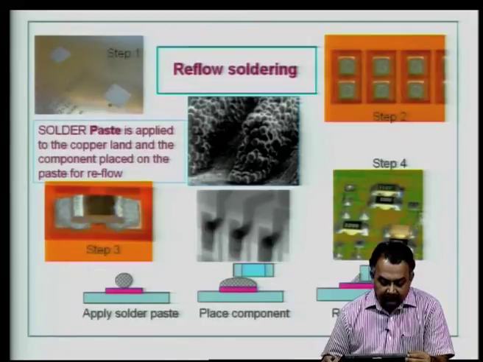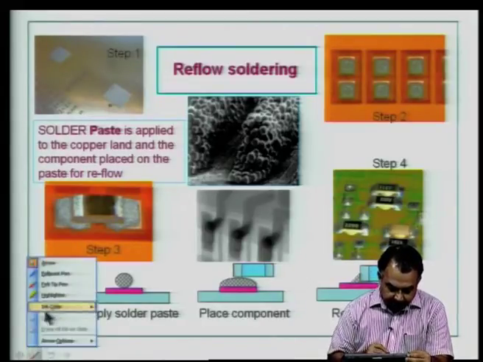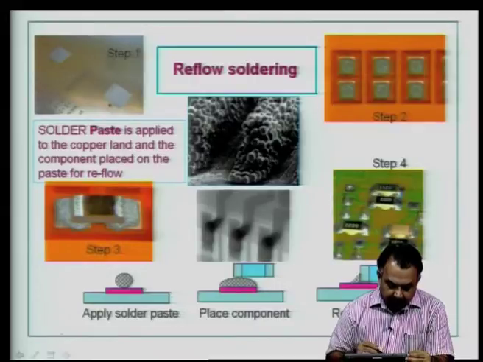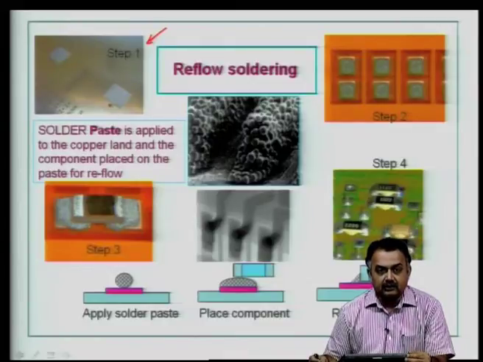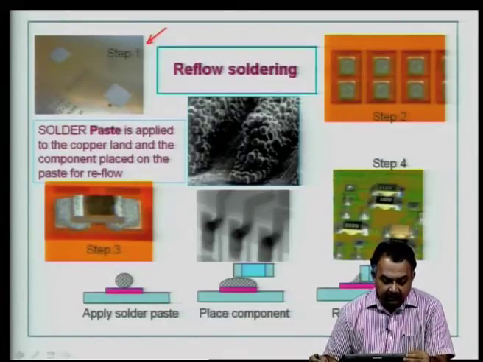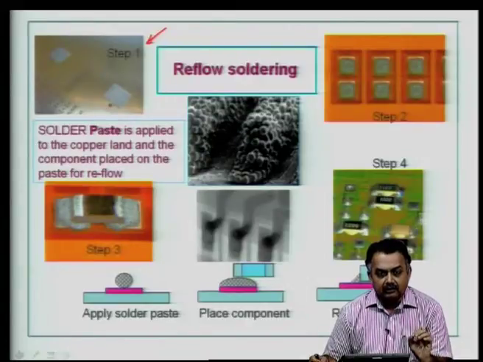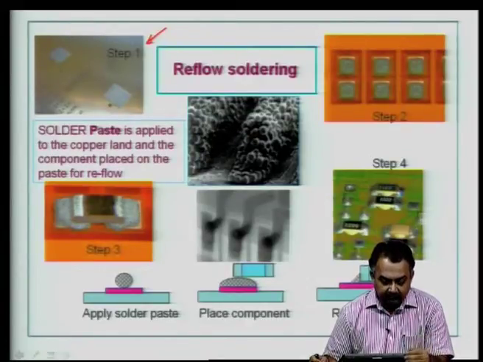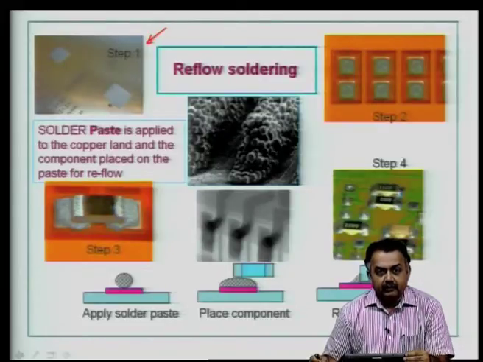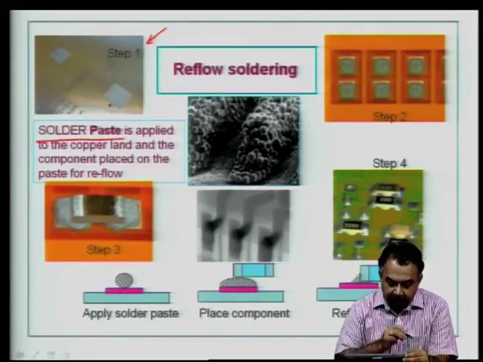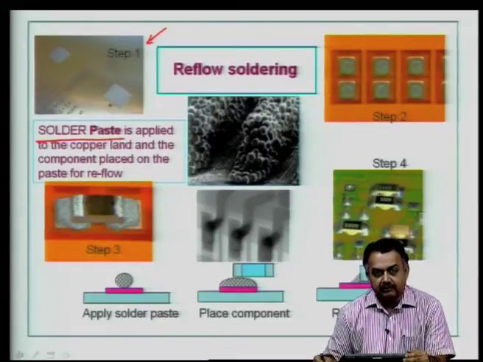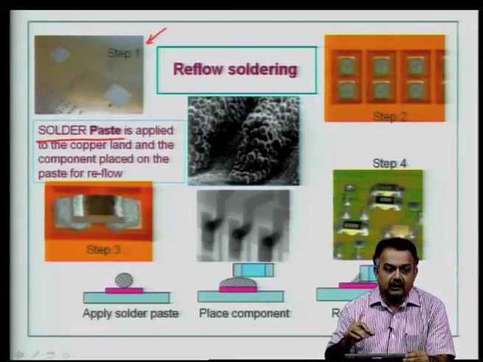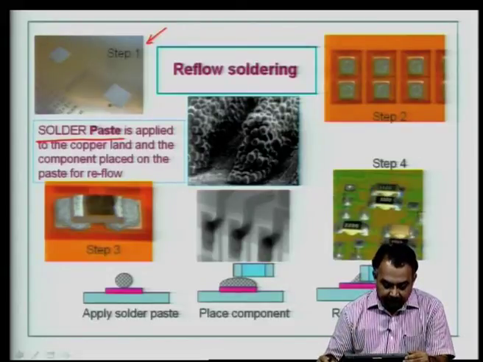In reflow soldering, as you can see here, in step 1, there is a stencil, and you can see there are slots that pertain to the footprint of the surface mount devices. And the idea is to dispense solder paste to the copper land on the printed circuit board, and then the component is placed on the solder paste, and then it is subject to a reflow.